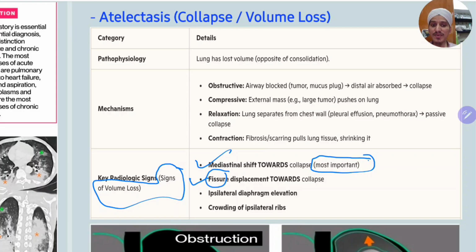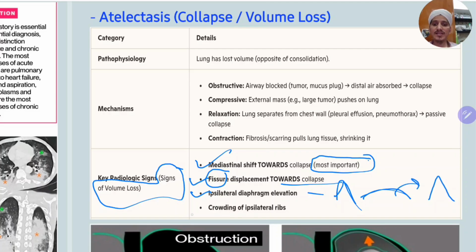There will be fissure displacement. Remember, consolidation is confined to the fissure, whereas in collapse the fissure is displaced towards the collapse. So the mediastinum is displaced towards the collapse, and the fissure is also pulled towards the collapse. Then ipsilateral diaphragm elevation. The collapsed lung is pulling everything towards itself: it is pulling the mediastinum, the fissure, and the diaphragm. That's why the diaphragm takes the shape of a tent instead of a dome.